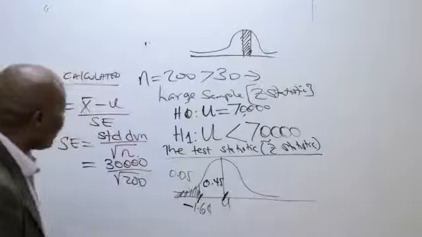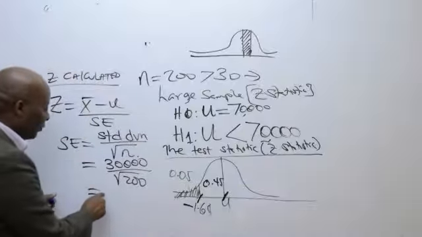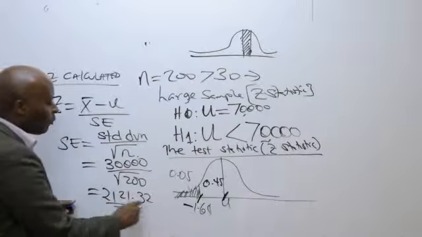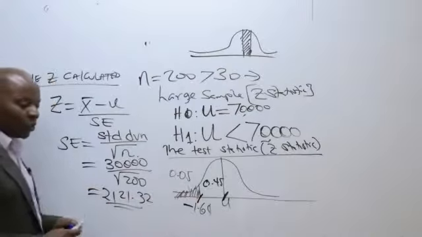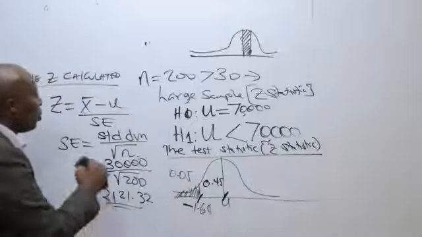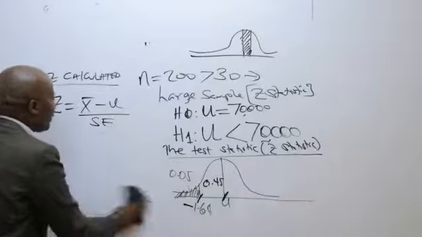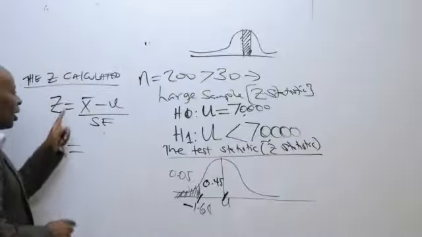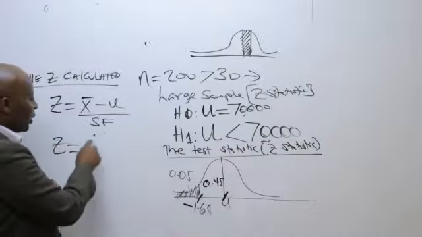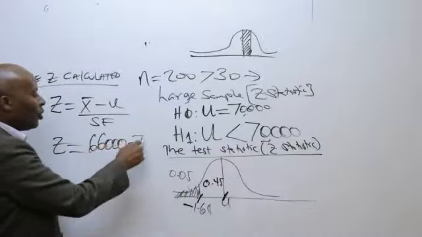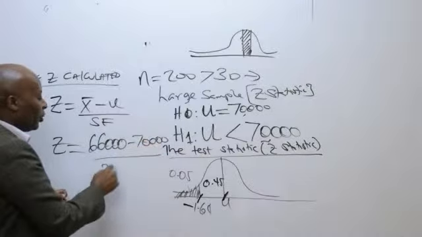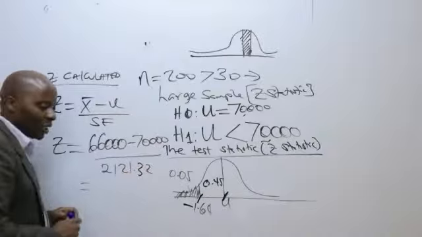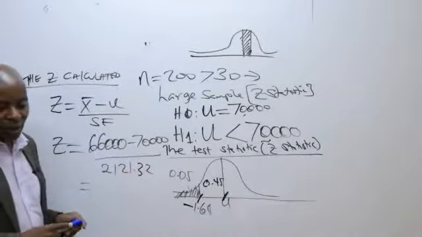All of them are able to give me a figure of 21.32. What a beautiful figure. Now, having gotten this 21.32, give me the z-score. So my z-score: the sample mean is 66,000, minus the mean of 70,000, all over 21.32. Could you kindly give me this Z value?